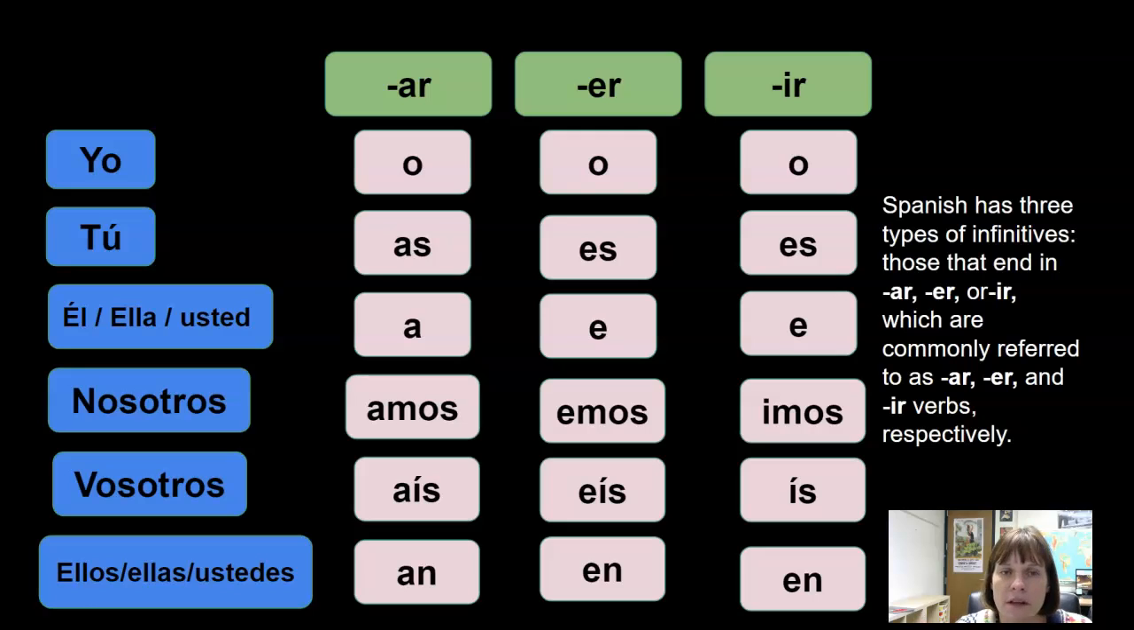AR verbs have a slightly different ending. O, as, a, amos, áis, an. ER verbs are exactly the same, except in the nosotros, vosotros form. So that's really helpful as well. So remember, it's important to put the correct ending onto your verbs because you wouldn't want to say, yo habla español. I is speaking Spanish. You want to say, I speak Spanish or I am speaking Spanish. And so having the correct ending helps to make it grammatically correct.